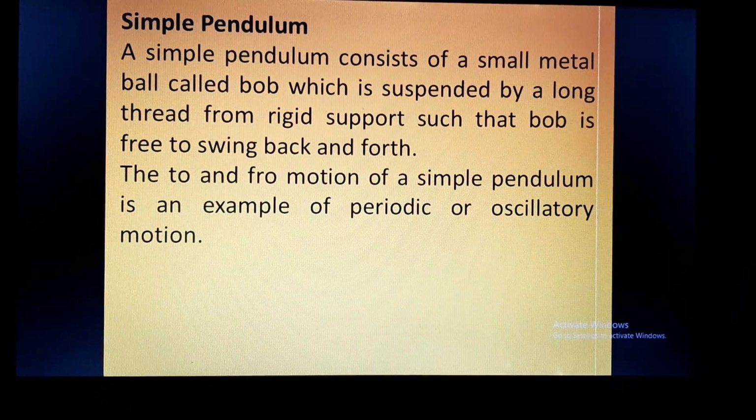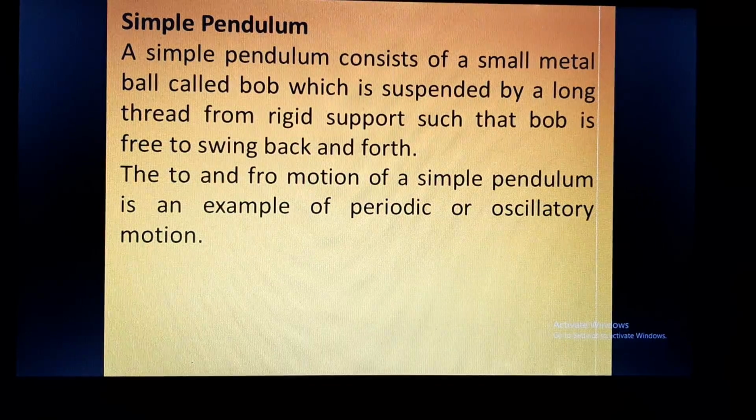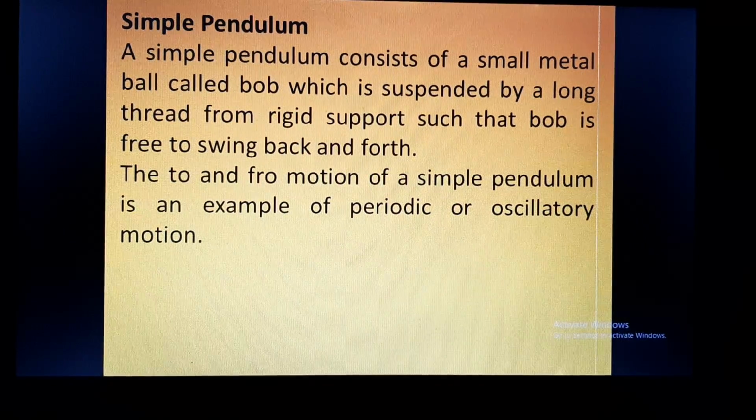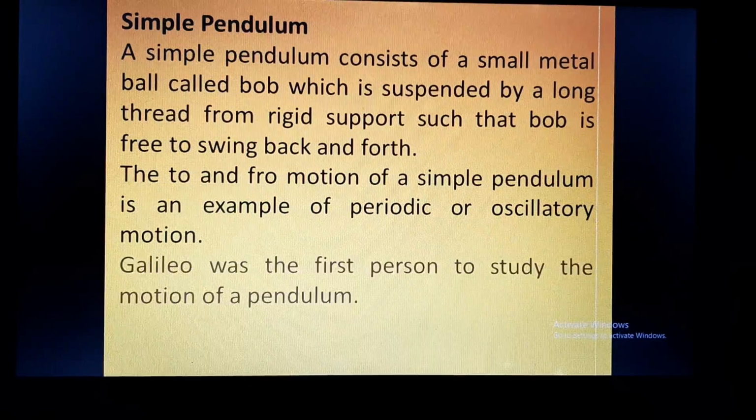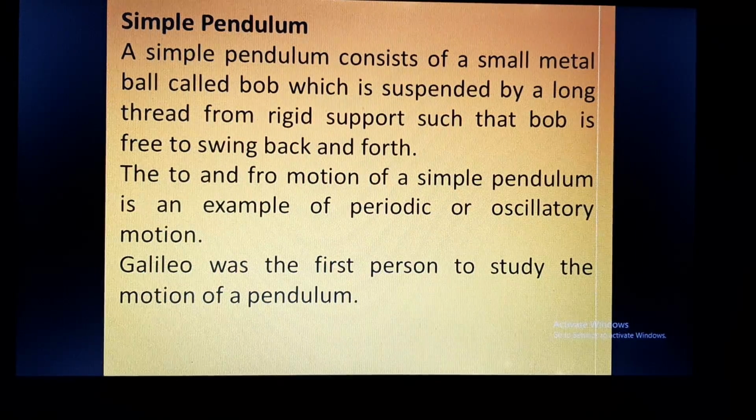So this to and fro motion of the bob of a simple pendulum is an example of periodic or oscillatory motion. From our previous lecture, we know that periodic motion is a motion in which a body travels equal distances in a fixed interval of time. For example, sunrise to sunrise is a fixed interval of time and a day occurs in that. So day and night are periodic. Galileo was the first person to study the motion of a pendulum.